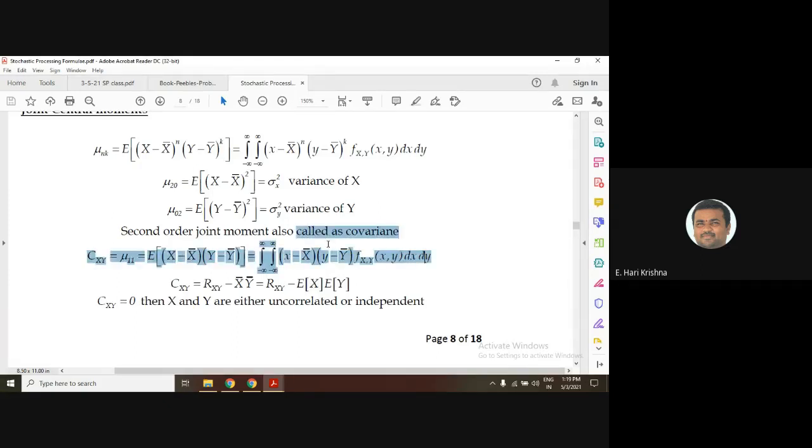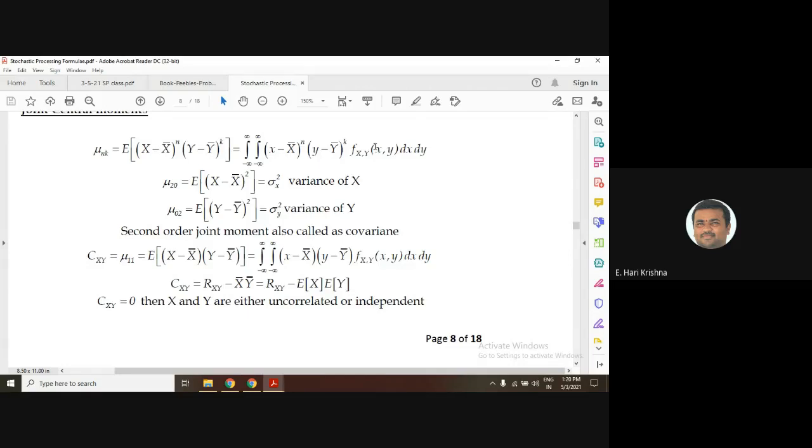And further, if you simplify, you can get these two conclusions. Just evaluate x minus x bar multiplied by y minus y bar, and if we evaluate and separate it, you'll get this answer: Rxy minus x bar y bar, or Rxy minus expectation of x and expectation of y. Try to do this in your notes.